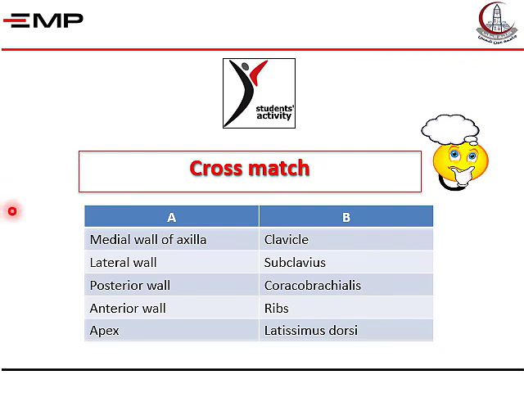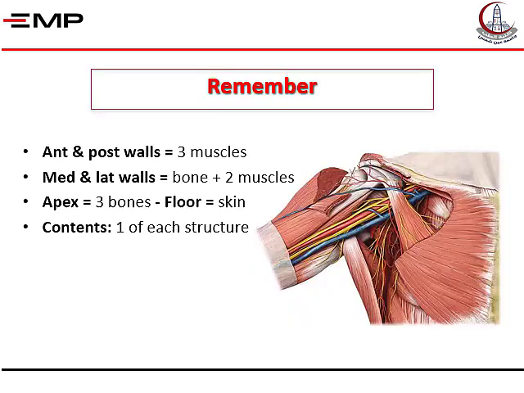Okay, let's match. The medial wall of axilla: let's see, the ribs. The lateral wall of the axilla: clavicle, coracobrachialis. The posterior wall: latissimus dorsi. The anterior wall: subclavius. The apex: clavicle. Well, a few things to remember.